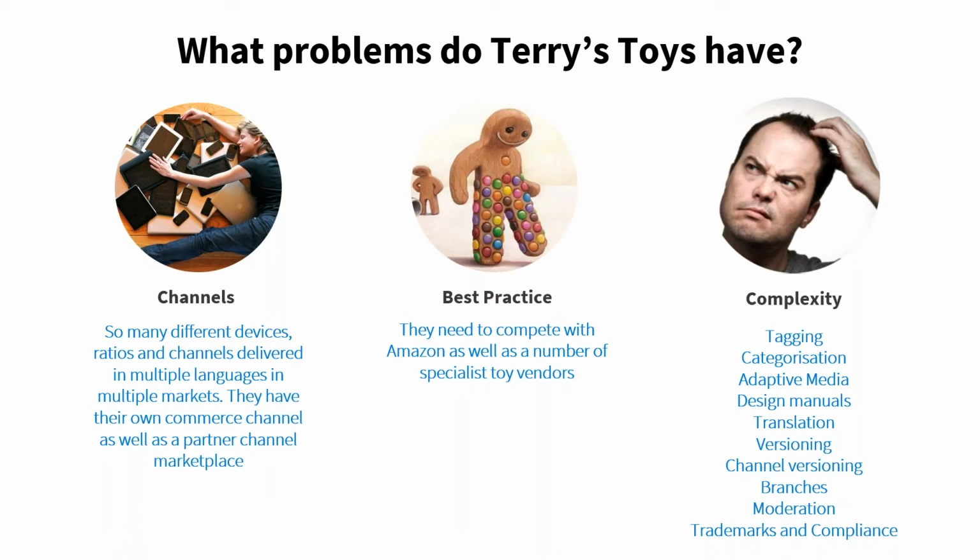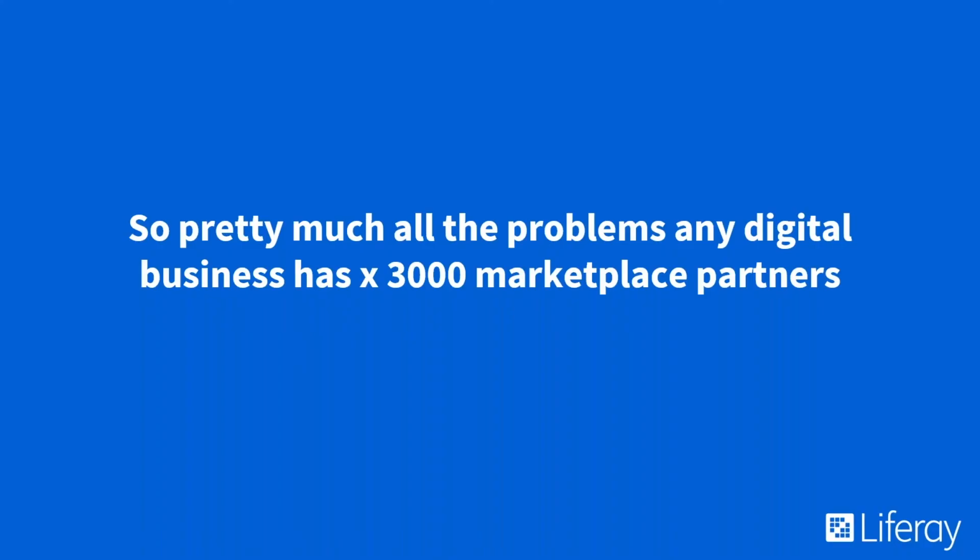And then they've got the best practice problem, right? They want to be a smarty pants, just like the image depicts. And they need to compete with Amazon as well as a number of specialist toy vendors out there in the market. So they've got all the complexity that we talked about earlier, tagging, design manuals, translation, versioning. But they've also got huge moderation problems and issues around trademarks and compliance. So their problems are all your problems times 3,000, okay? Because they have 3,000 marketplace partners.